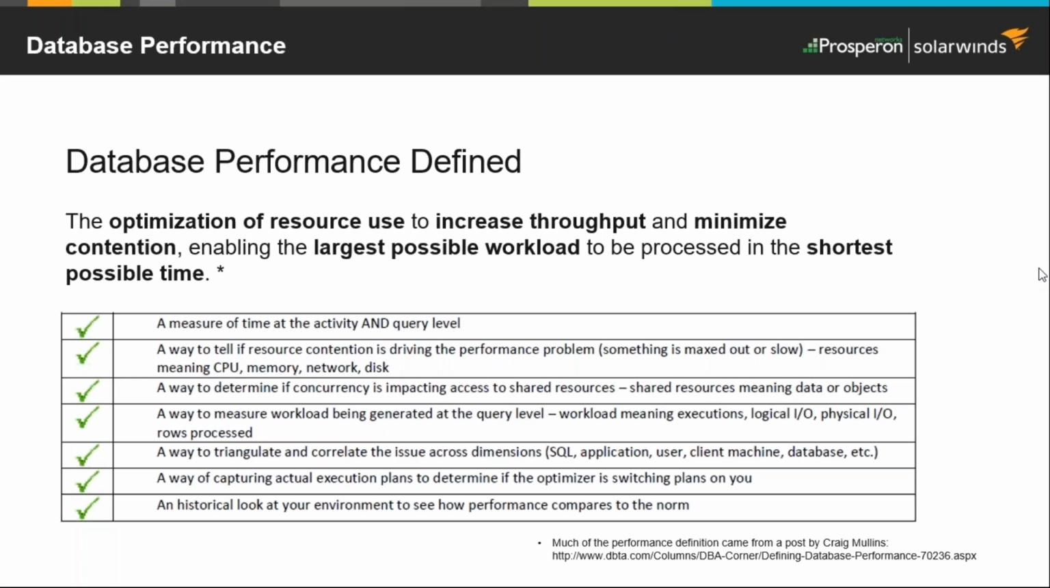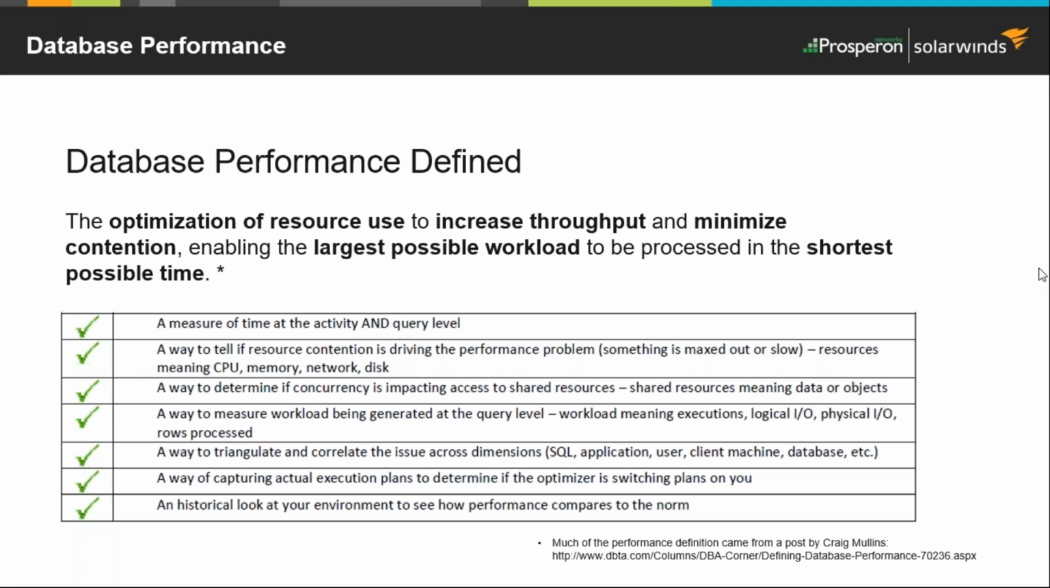You have to have a way of measuring workload, right? It's a big difference between a query running once and consuming 10% of the CPU, or running 1,000,000 times and consuming 10% of the CPU. So you need a way to triangulate and coordinate the issue across dimensions. This really dives into the who, what, when, where, why, and especially the why, to be able to answer those kinds of questions.